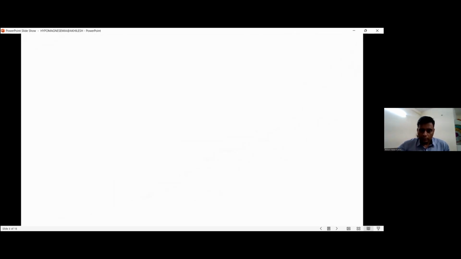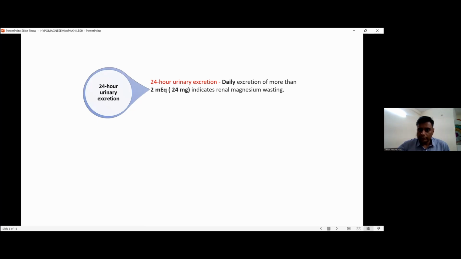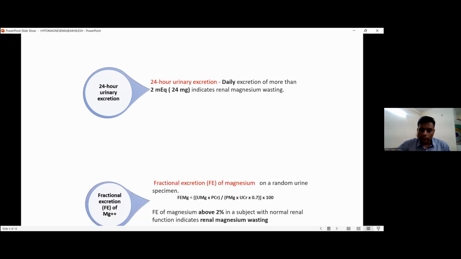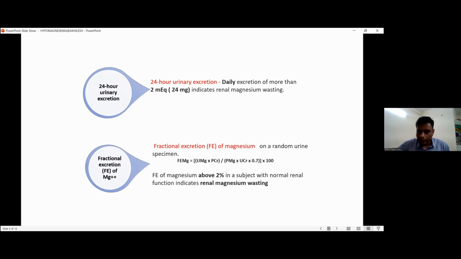The other two tests: 24-hour urinary excretion is done on the 24-hour collected urine, and we calculate the total amount of magnesium. If it is more than 2 milliequivalent per liter, then we can say there is magnesium wasting from the kidney. Or we can do it on a random urine specimen by doing fractional excretion. For this, we require urinary magnesium times plasma creatinine, divided by plasma magnesium times urinary creatinine. We divide this by 0.7, because I already told you that only 70% of extracellular magnesium is in free form. If the fractional excretion is above 2% with normal kidney function, we can say renal magnesium wasting is taking place.